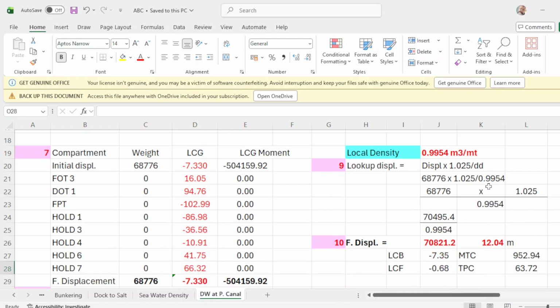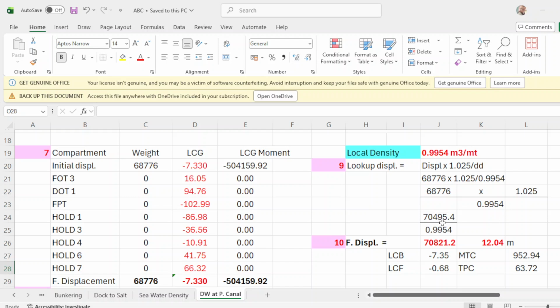Local density is 0.9954. Okay? So the formula says you multiply displacement by the constant of 1.25. So displacement times your constant of 1.25 over your local density, or your DD of 0.9954. Multiply these two, that will be 70495.4 over your local density 0.994 when you enter the Panama Canal.